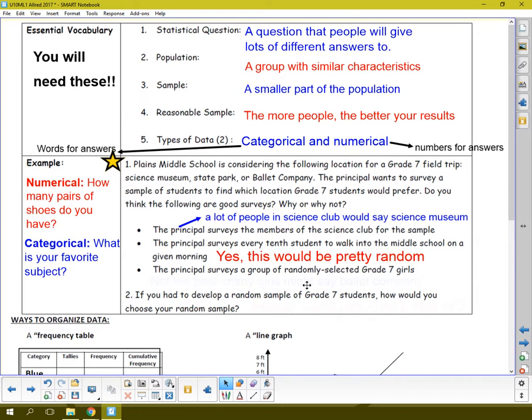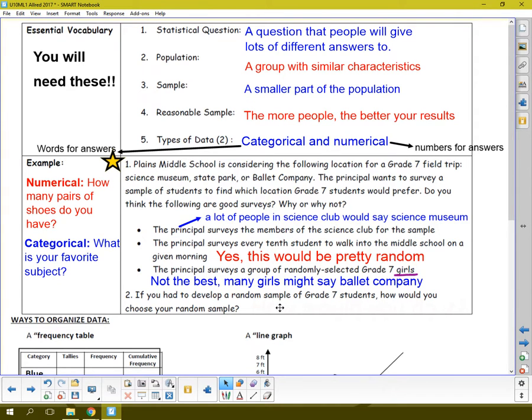Because if you surveyed a group of randomly selected 7th grade girls, I'm not trying to say anything about girls, I'm not trying to be sexist or anything like that, but a lot of girls would probably have a tendency to say ballet company, just because that's the way they might have been raised. Okay, so that probably wouldn't be the best group of people to ask either. The best group would be the most random, that gives you the most people, and it has all kinds of people from that population in it.